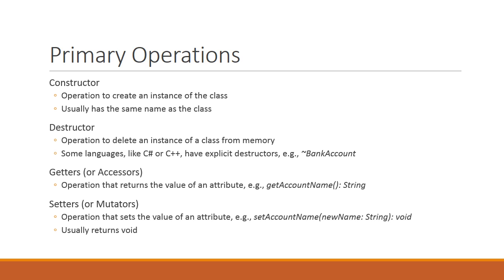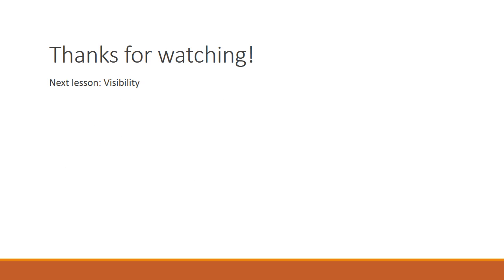Now because these operations are so common, generally we will leave primary operations out of class diagrams unless there is some reason to put them in. Otherwise, they'll just unnecessarily clutter up the class diagram with not very useful information. So that's it. We're done with operations in UML. In our next lesson, we will discuss visibility.